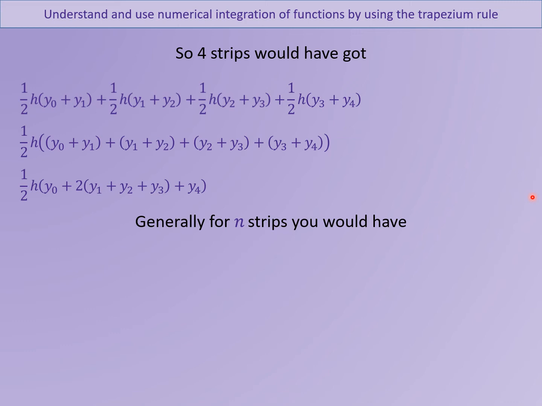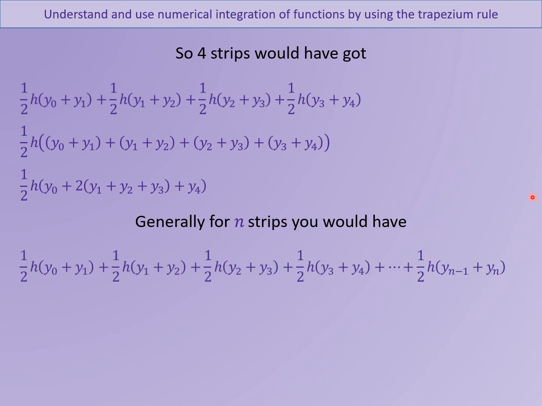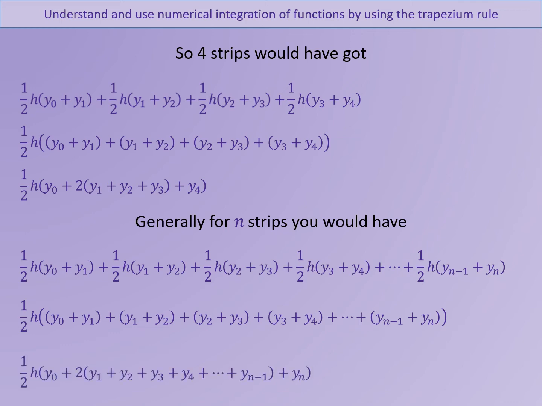So if we use n strips, this would give us a total sum as follows. Again, this total sum always has a half h in each of the trapezium formulas, so we can pull that out to the front. And as you can see, the first ordinate and the last ordinate only appear once in the sum, but all of the ordinates in between, y1, y2, y3 and so on, all appear twice. So we get this formula, a half h, y0, 2 lots of all of the interior ordinates, and then yn.